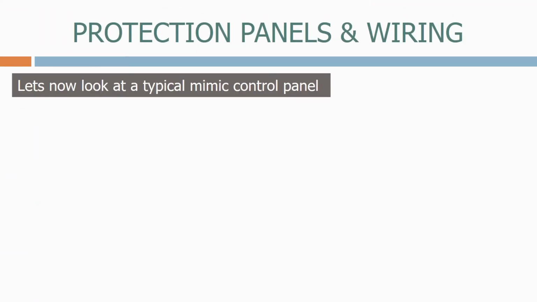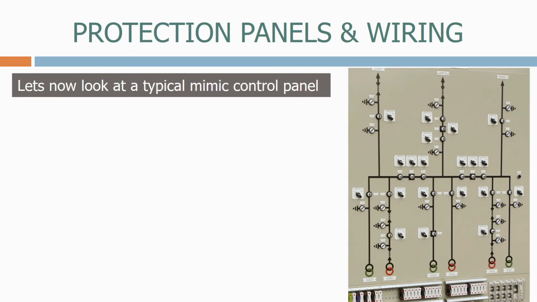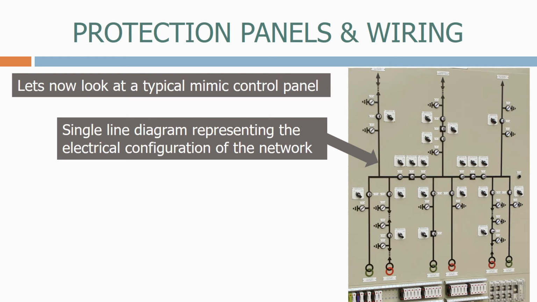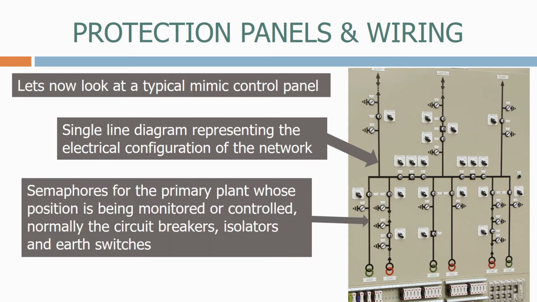Let's now look at a typical MMIC control panel. We have a single line diagram representing the electrical configuration of the network, showing all the transformers, bus bars, and primary plant. We have semaphores for the primary plant, whose position is being monitored or controlled, normally the circuit breakers, isolators, and earth switches.